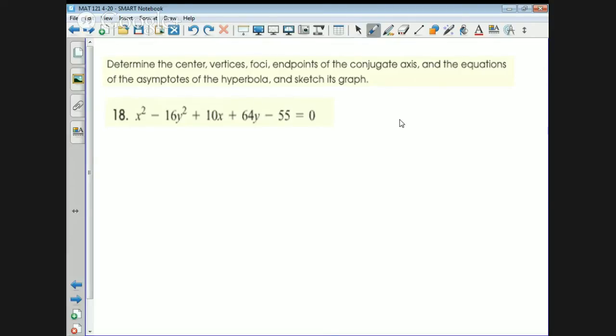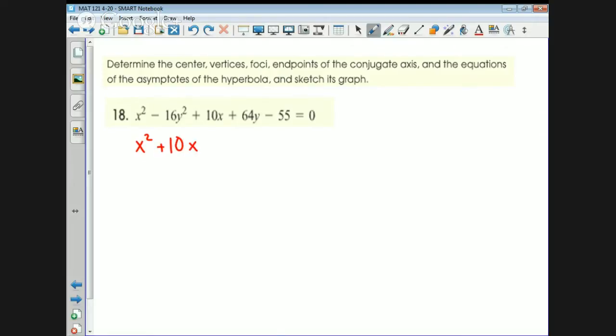Well, all of this information is going to hinge on standard form. I can get the center straight out of it. I can get to the vertices and foci and endpoints of the conjugate axis and the equations of the asymptotes when I get that information out of the standard form. And then, of course, I'll be able to sketch that graph as well. Standard form, looking at how this equation is written right now, not even close. Excuse me. So I'm going to start putting my x's together.